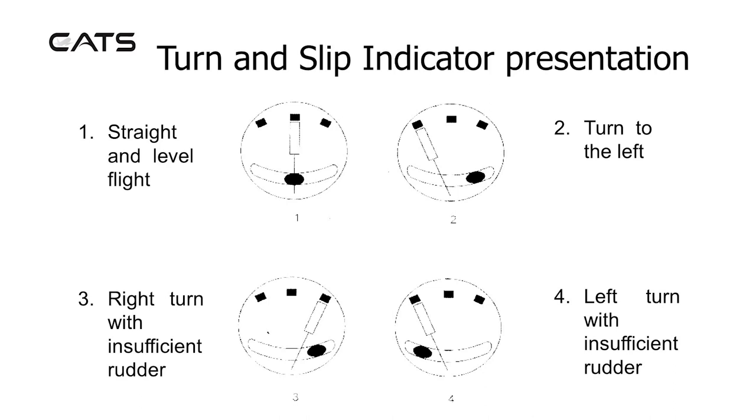In three, this indicates a turn to the right, because the needle is to the right, and the ball is on the same side, indicating a slip into the turn. Four indicates a turn to the left, because the needle's to the left, and with the ball on the left also, this indicates a slip into the turn. It's a left turn with insufficient rudder.